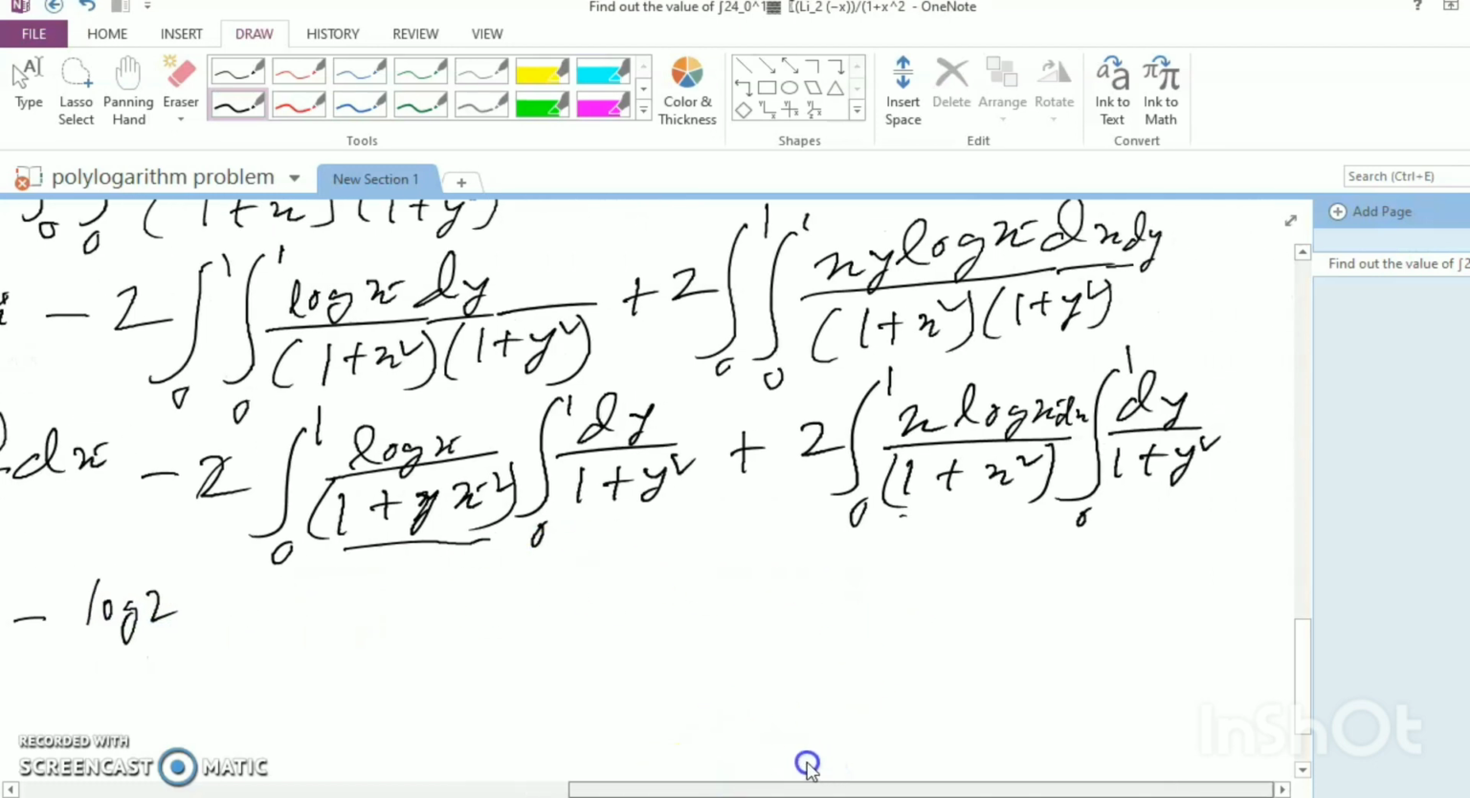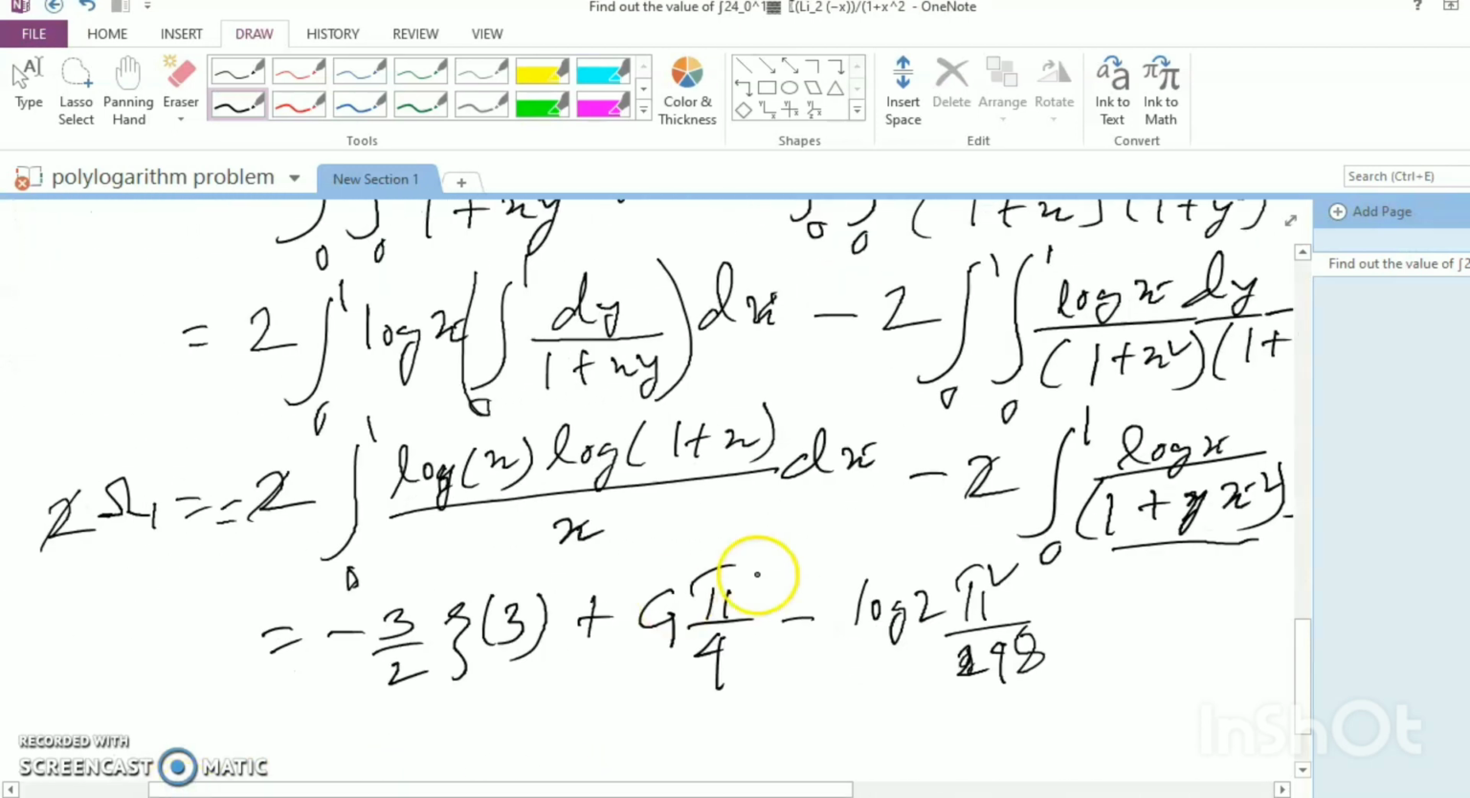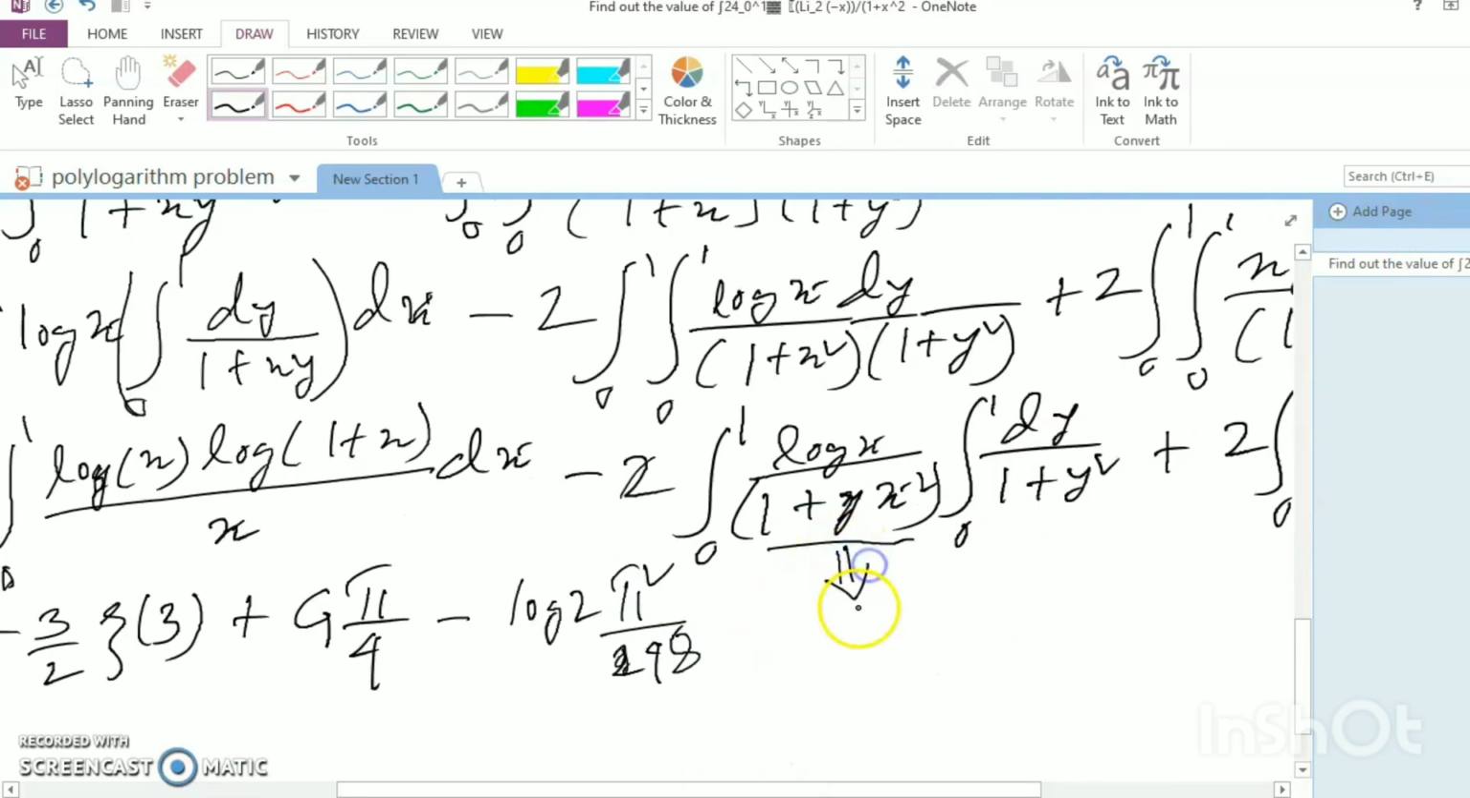and this is minus log 2 and pi square by 24. Okay friends, this value is pi square by 48, pi square by 48. How is it possible, friends? Because it is pi by 4 G, and this value is minus G.